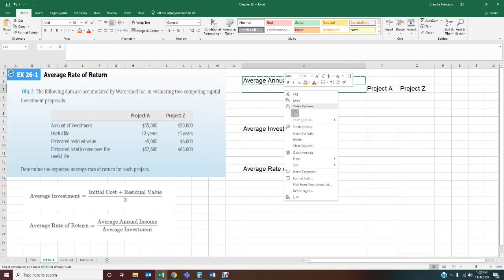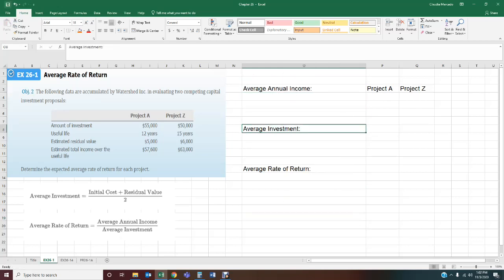Okay, let me just paste this down here. So your average annual income is going to be the income amount that you have provided for each of the projects. How much income are you anticipating generating with each of the projects? And then you're going to divide that by the useful life of each of the projects. Okay, so for project A, it says that I'm going to have income of $57,600. That's the income that you're anticipating generating, and I'm going to divide it by 12 years, the useful life.